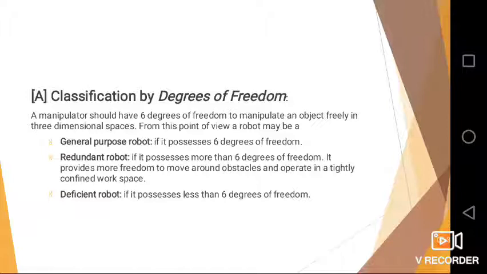If a robot possesses 6 degrees of freedom, then it is said to be a general purpose robot. If a robot possesses more than 6 degrees of freedom, then it is said to be a redundant robot. It provides more freedom to move around obstacles and operate in a tightly confined workspace. If a robot possesses less than 6 degrees of freedom, it is said to be a deficient robot.